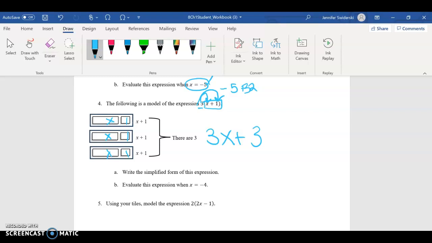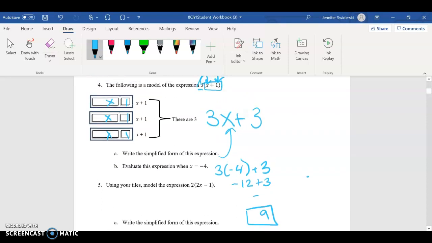Write a simplified form of this expression. We did here. Evaluate when x is -4. Well, to do that, we're just going to say, okay, well, 3 times -4 plus 3. 3 times -4 will give me -12. -12 plus 3 is going to give me -9.